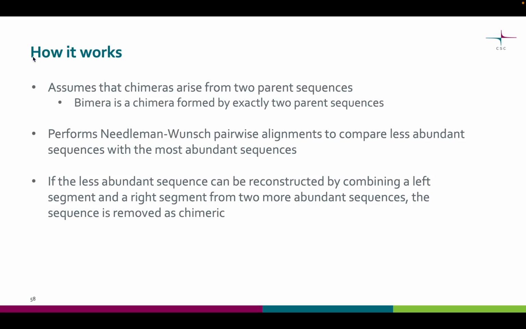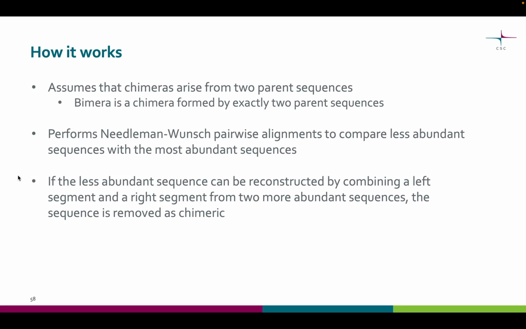But how does the algorithm identify chimeras? At first, the function assumes that the chimeras arise from two parent sequences, and those chimeras which are formed by exactly two parent sequences are in this context called bimeras. Needleman-Wunsch pairwise alignments are then performed to compare the less abundant sequences with the most abundant sequences. If the less abundant sequence can be reconstructed from two more abundant parent sequences by combining a left and a right segment, the sequence is flagged as chimeric.